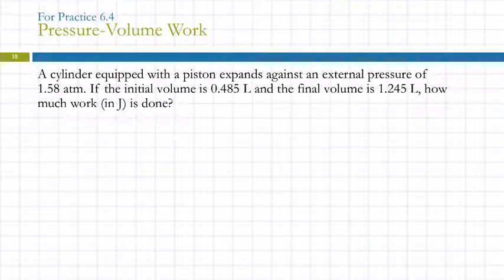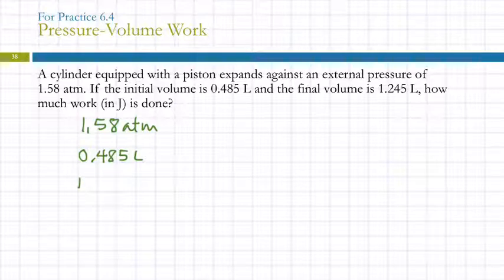A cylinder equipped with a piston expands against an external pressure of 1.58 atmospheres. If the initial volume is 0.485 liters and the final volume is 1.245 liters, how much work in joules is done? So we've got some numbers here. Let's write them down: 1.58 atmospheres, 0.485 liters, and 1.245 liters.